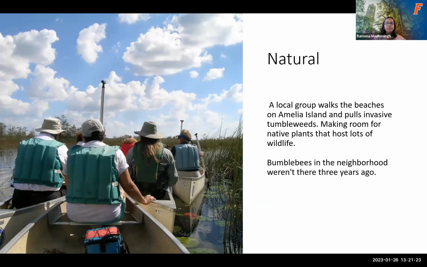Next slide. Natural capital, we talked about this earlier. It's what impacts you make within the environment when we think about our air and water quality. So in this particular example, this group is walking along the beaches of Amelia and pulling out invasive tumbleweeds. So you're removing invasives, you're allowing the natives to thrive, and that certainly makes a difference within the natural environment. And the second one is about bees. We hear a lot about bees, right? And how bees are important for us within our ecosystem. So this is bumblebees in the neighborhood that you had not seen in many years.